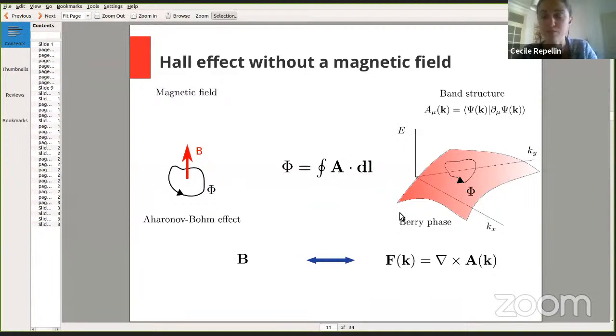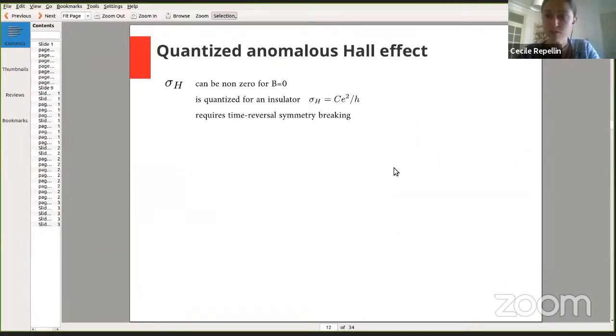So there's this very strong analogy between the Berry connection, which is defined here in terms of the Bloch wave functions, and the magnetic vector potential, and also between the magnetic field and the Berry curvature, which can be thought of as a magnetic field in momentum space. Because of this, it's possible for a material to have a Hall conductance, sigma H, which is non-zero, even though the magnetic field itself is zero.